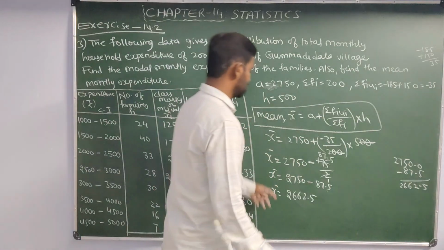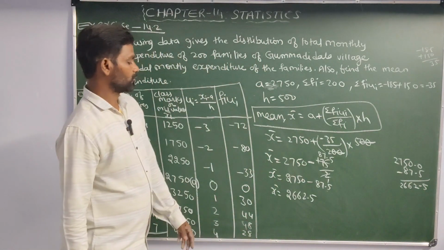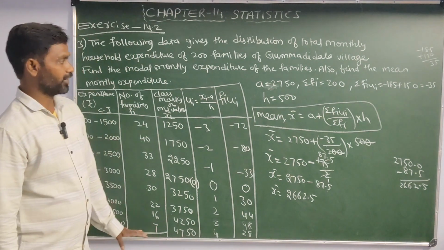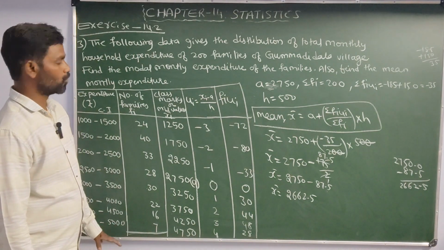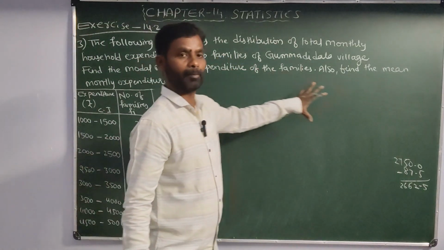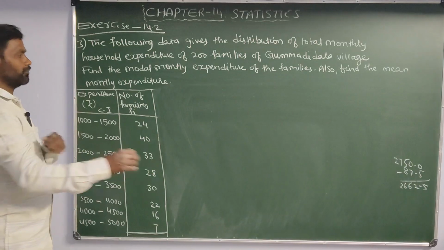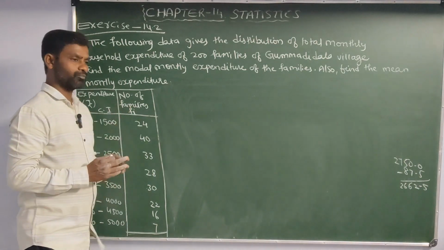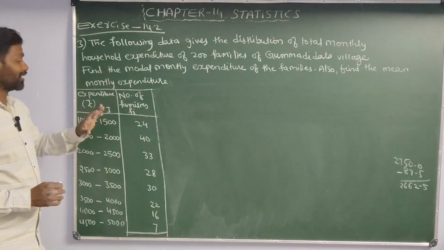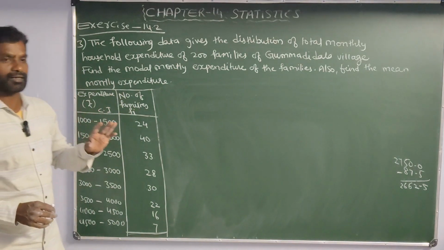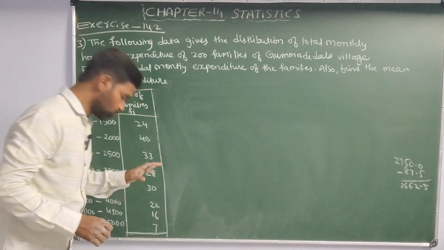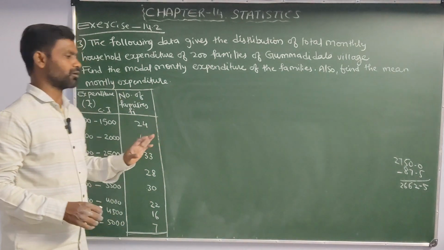So, okay, students, this is about the mean 2662.5. Next, we have to find the mode. Till now we found the mean. Now we are going to find the mode. So, what is our condition? Before finding the mode, first of all, we have to check the class intervals, whether the class intervals are exclusive or not, are continuous or not.